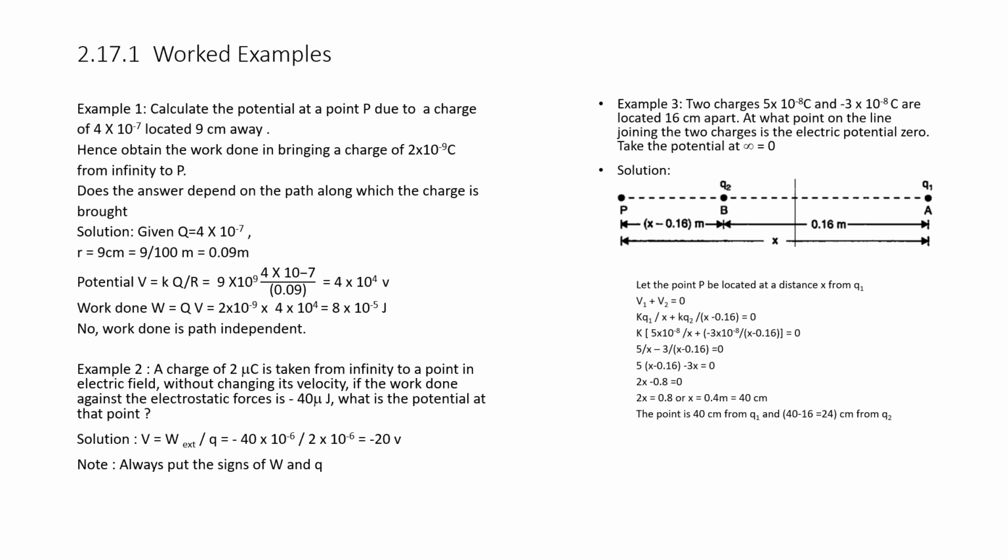Then again simplifying, we get 5 into x minus 0.16 minus 3x equal to 0, or 2x minus 0.8 equals 0, or 2x is equal to 0.8, or x is equal to 0.4 meters or 40 centimeters. This point, where the electric potential is 0, is at a distance of 40 centimeters from Q1 and 24 centimeters from Q2.